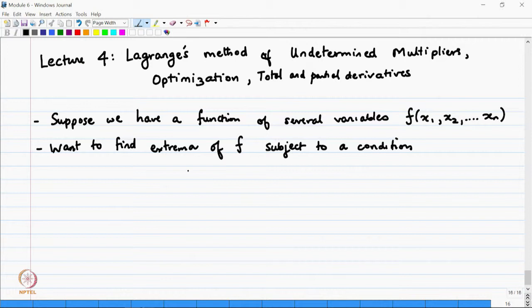The condition is, we write it in this form, g of x1, x2 up to xn, let us say equal to a constant, or I can always take the constant to the left and say equal to 0. This condition is referred to as a constraint. So, we have this function of several variables and we want to find the extrema of this function subject to this condition. We will look at examples.